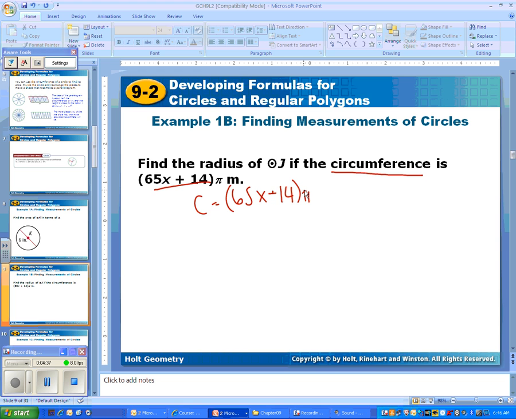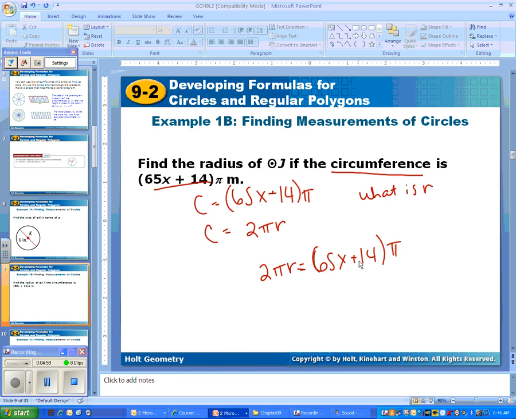And they want us to work backwards, and we want to know what r is. Well, we know that the most basic formula for circumference, the one dealing with an r, is 2 pi r. So what we're going to do is substitute these two together, and say 2 pi r equals (65x plus 14) times pi.